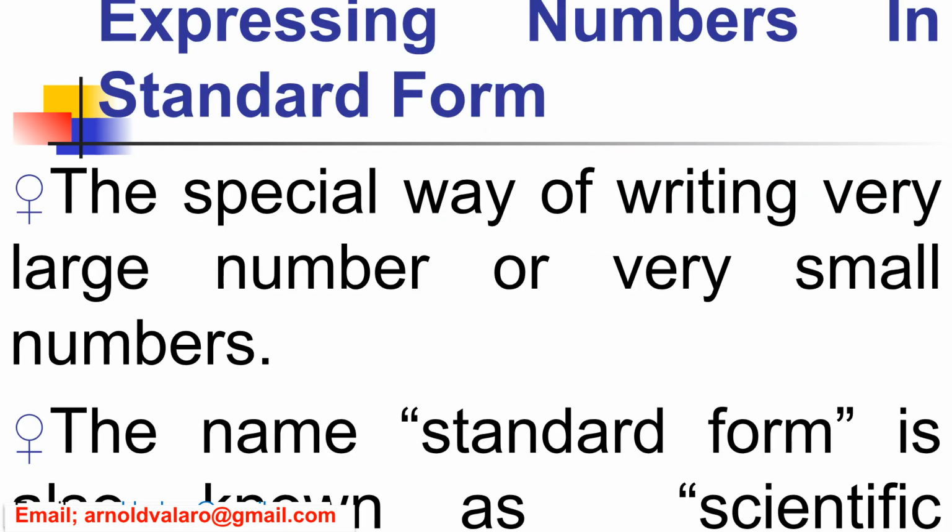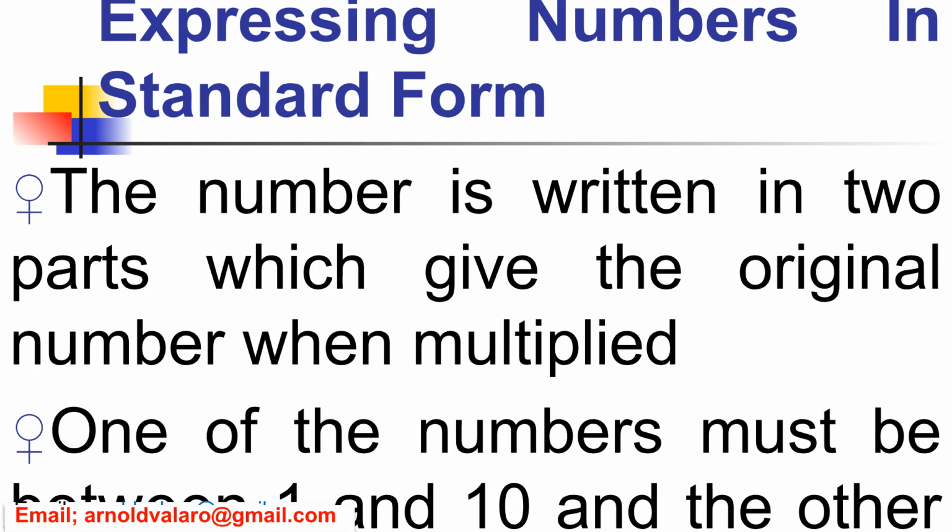We begin with expressing numbers in standard form, also known as scientific notation. This is a special way of writing very large or very small numbers. A number in standard form is written in two parts that, when multiplied, give the original number. One part must be between 1 and 10, and the other is a power of 10.